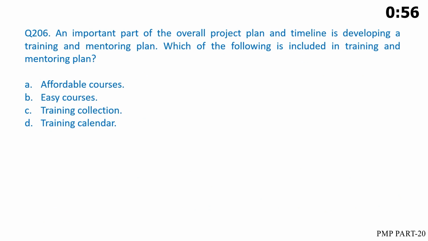An important part of the overall project plan and timeline is developing a training and mentoring plan. Which of the following is included in training and mentoring plan? A. Affordable courses. B. Easy courses. C. Training collection. D. Training calendar.